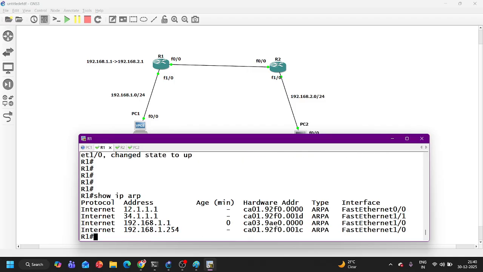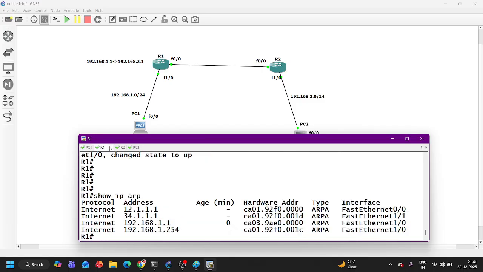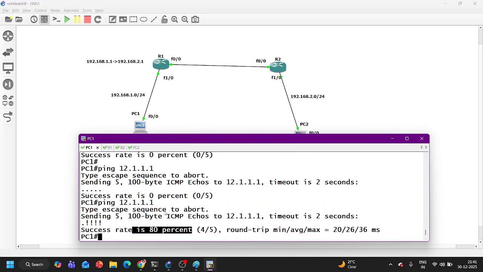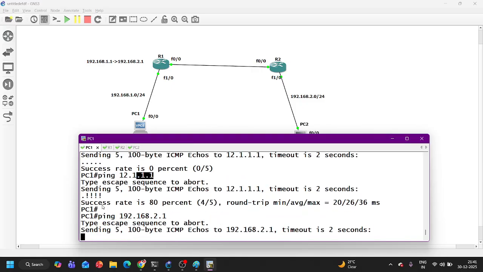Router 1, show ip arp. What is it saying? Ping working. And see the MAC address of the destination device. Is the MAC address of the destination device there? 192.168.2.254. Which IP have I pinged? 12.1. This one. Sorry.